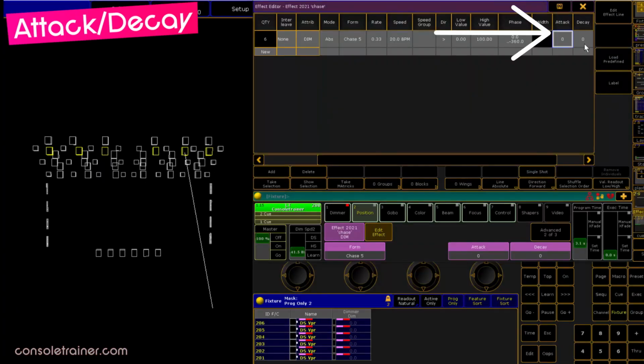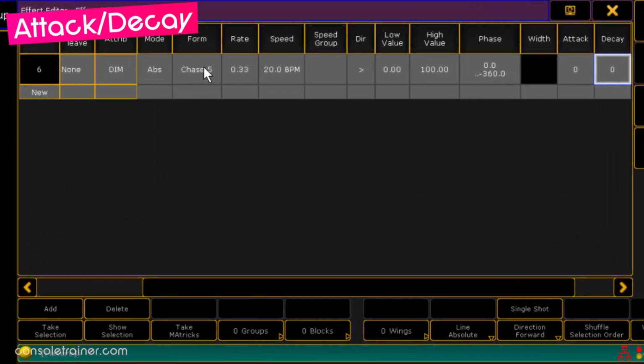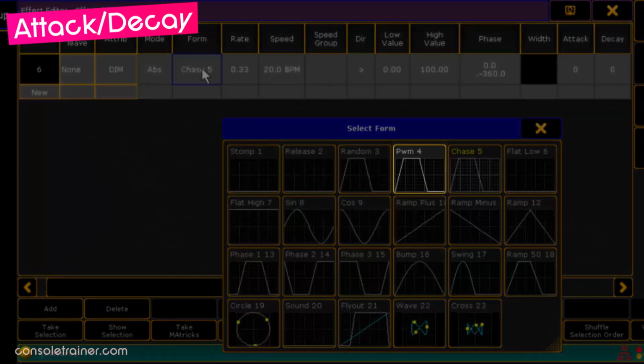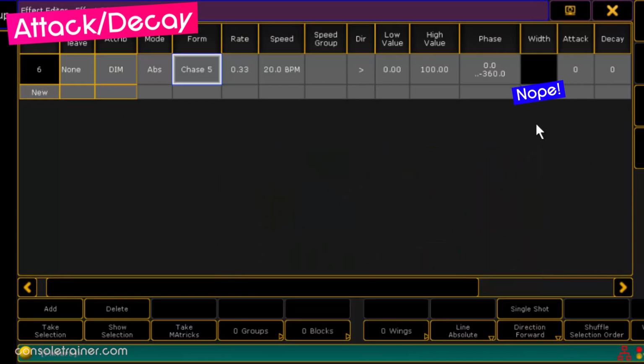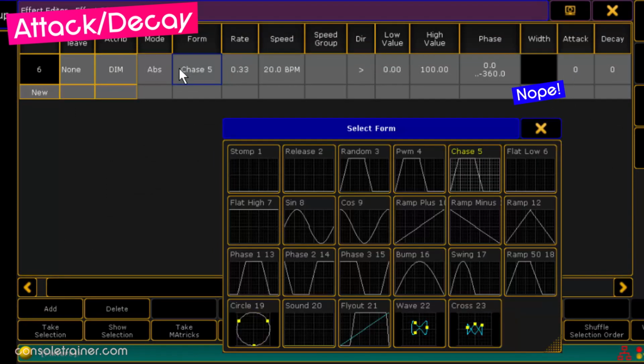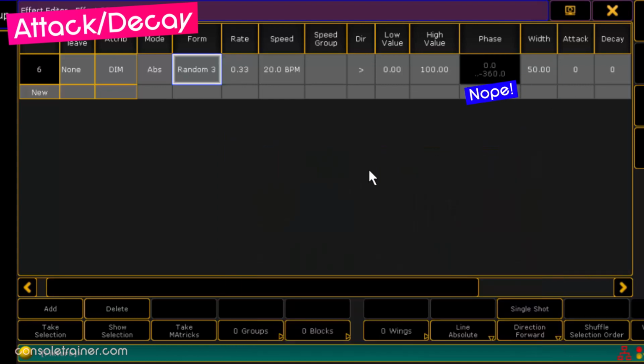The attack and decay options work with 3 of our forms: pulse width modulator, random, and chase. And these 3 forms look the same. The difference is chase removes the width option, so everything stays even, like a chase. Random removes the phase option to keep everything, well, random. But PWM, that form doesn't get any restrictions, so let's work with that.